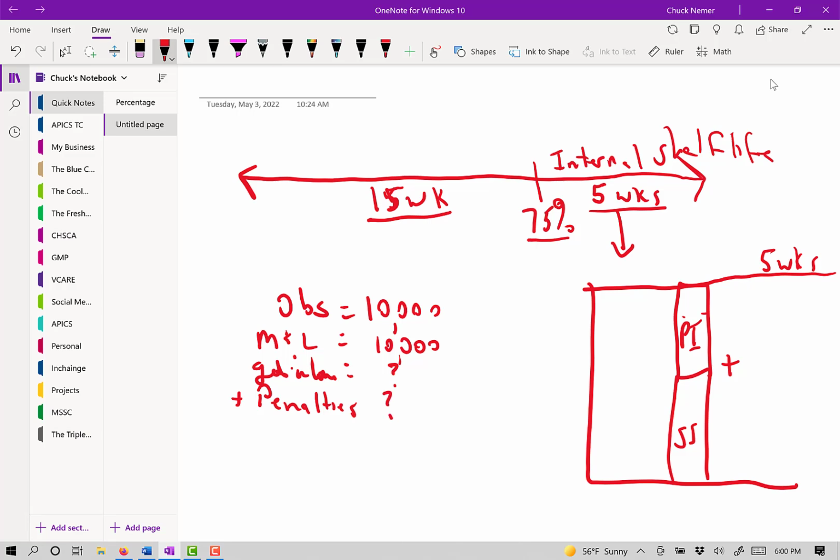Now, something I want you all to think about is this here. If you promise something different to the customer. Let's say you decide to go to 80%. So now instead of promising 15 weeks, you are promising 16 weeks to the customer, which means instead of 5 weeks now internally, you're down to 4 weeks, which means instead of a line across the top here at 5 weeks, now you're down to 4 weeks.